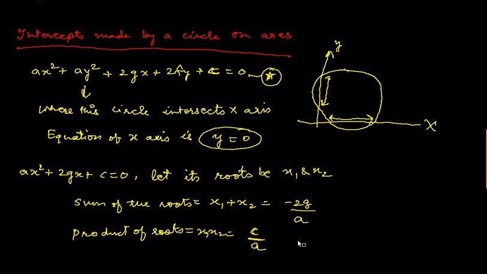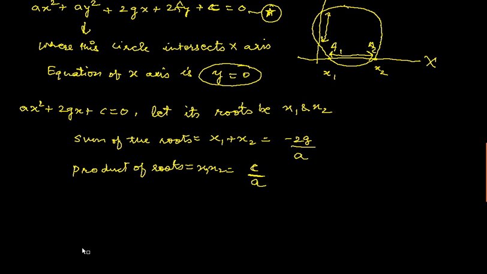Now I want to find out this distance. What is this? The roots are x1 and x2, so x1 will be the coordinate of this point, or x2. Suppose x1 is the coordinate of this point and x2 is the x coordinate of this point. This is suppose a1, this is a2. Then I want to find out a1 a2. What will be that? That will be x2 minus x1. Now, what is x2 minus x1? I can write this thing as x1 plus x2 square minus 4x1 x2.